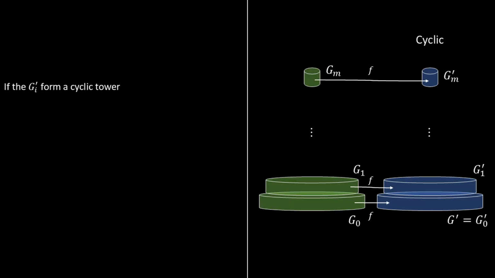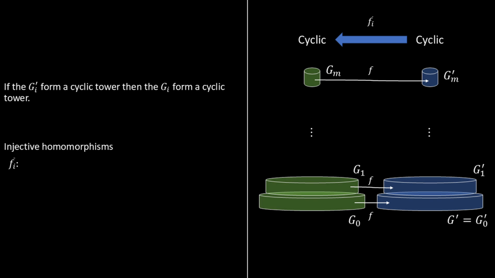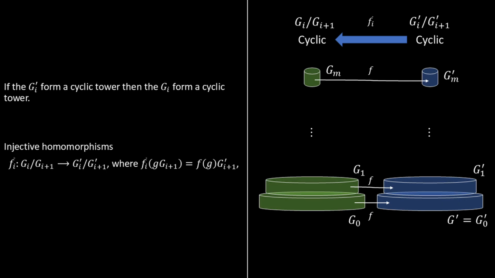Last but not least, we have claim 3. If the G prime i form a cyclic tower, then Gi form a cyclic tower. Similar to claim 2, we get an injective homomorphism f bar i from Gi mod G(i+1) to G prime i mod G prime (i+1), defined by f bar i of x G(i+1) equals f of x G prime (i+1), which means Gi mod G(i+1) is isomorphic to a subgroup of G prime i mod G prime (i+1).